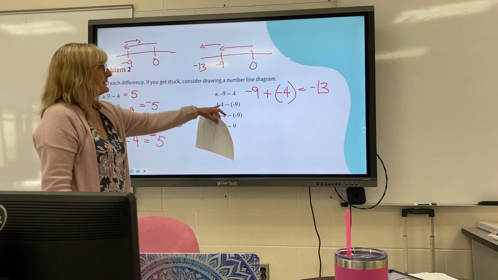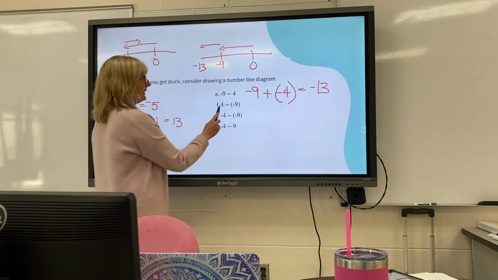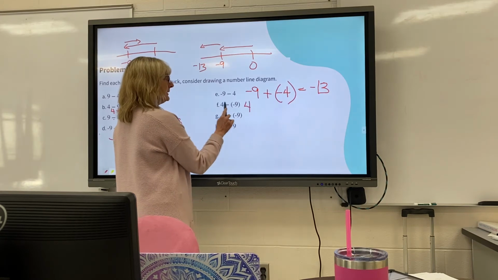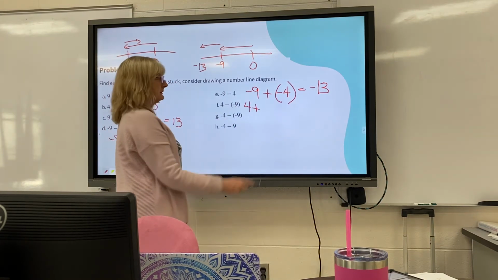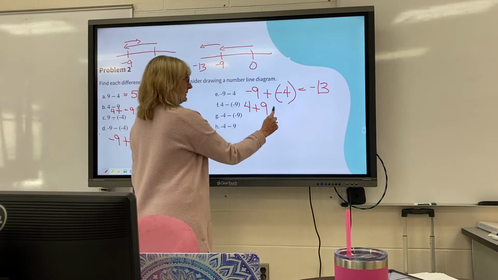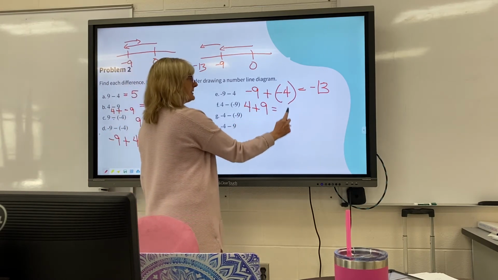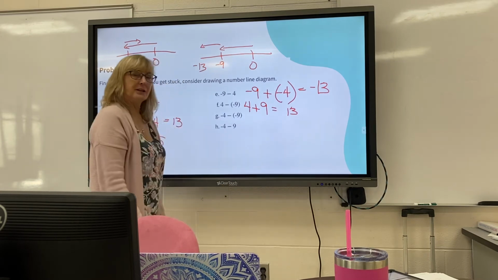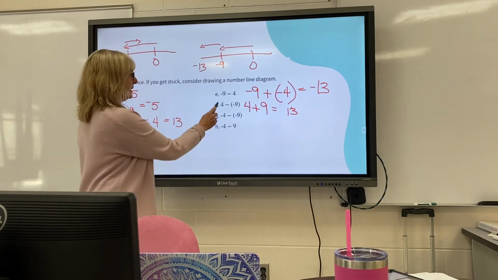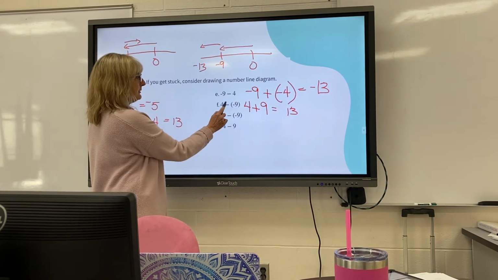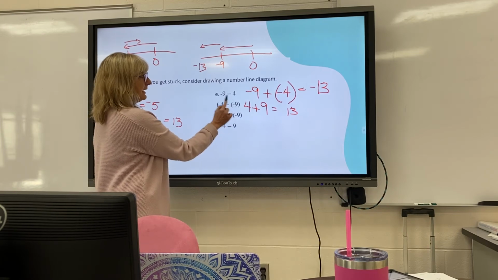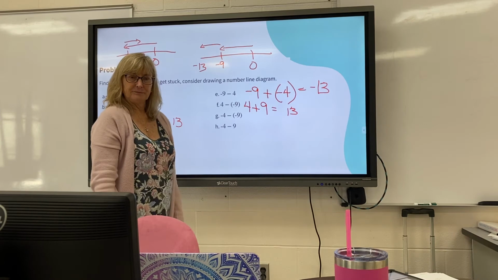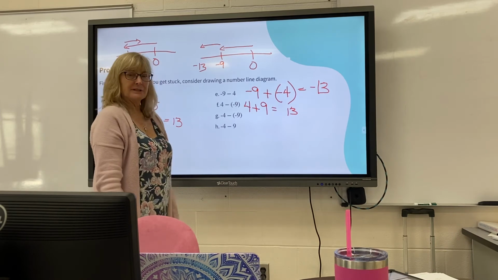All right, what about this one? Copy, change. What's the opposite of -9? Positive. 4 plus 9 is 13. We would go to 4 on the number line, we'd turn around and go left, we'd turn around and go right, and we'd go right 9, which would be 4 plus 9.